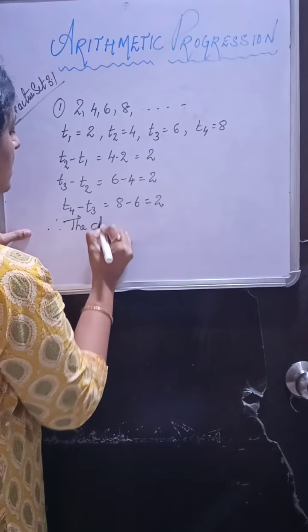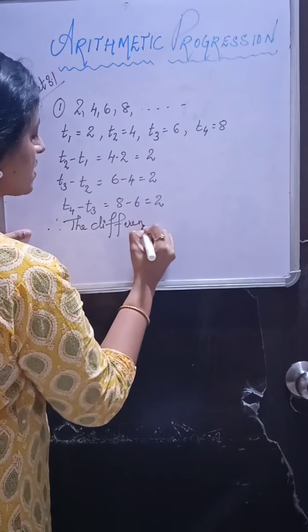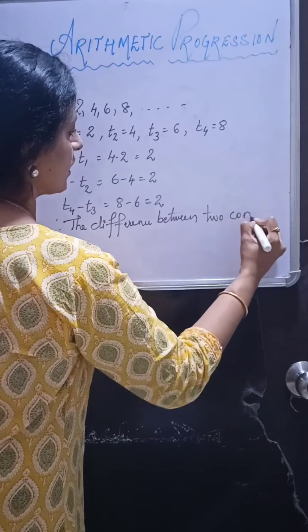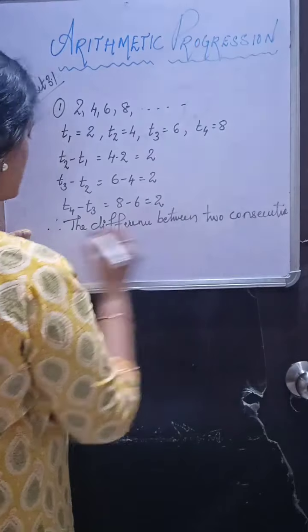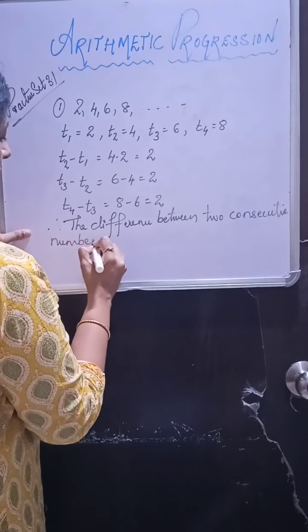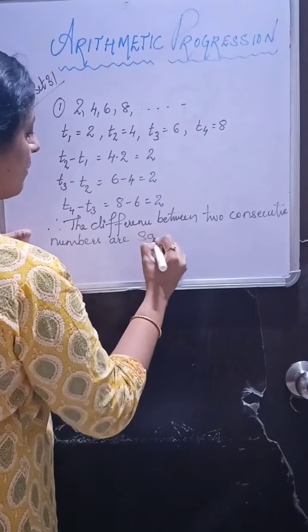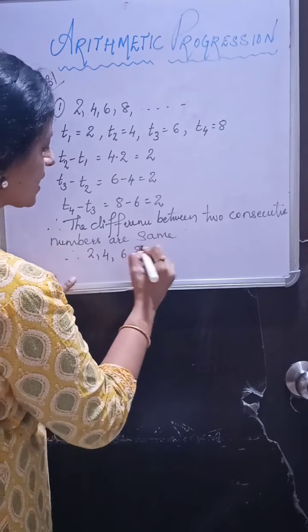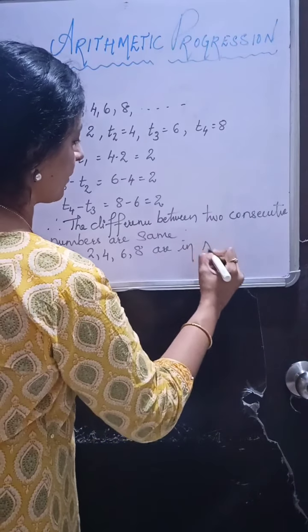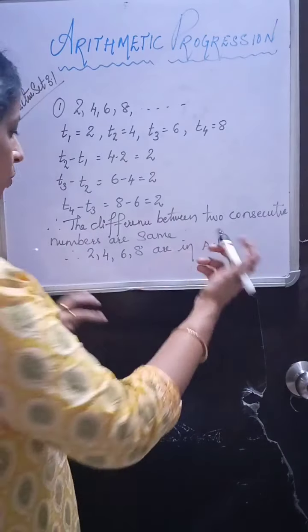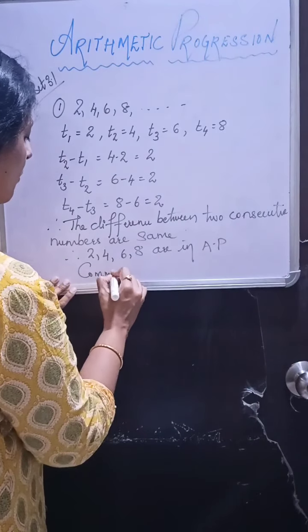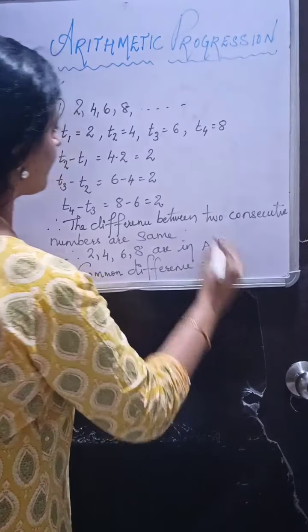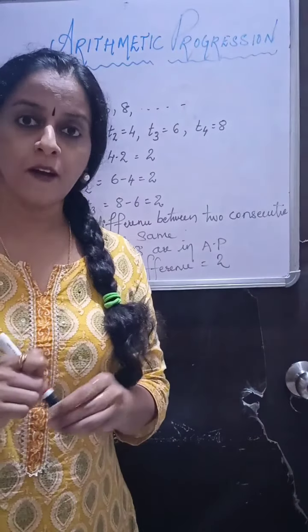Therefore, the difference between two consecutive numbers is the same. Therefore, 2, 4, 6, 8 are in AP, in arithmetic progression. And the next question is, what is the common difference? Yes, we have a common difference. The difference is one and the same. The common difference is 2. That's it. You will get your marks.